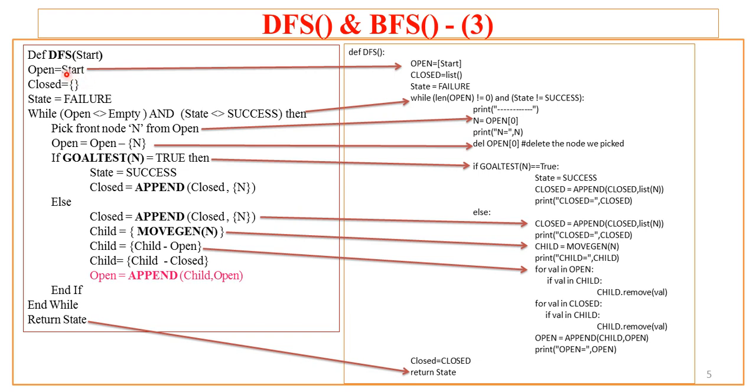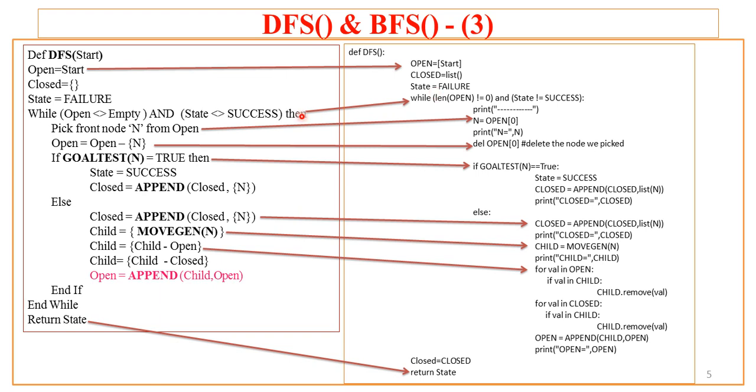DFS implementation. It maintains two lists, that is open and closed. Initially open is initialized with start and closed is empty, and that is achieved using these two list variables open and closed. Let us focus here where I am pointing. Now open is initialized with start, and it is maintained as a list, so here start is specified in square brackets. Now closed is initialized as an empty list by calling the list function of Python, and state is failure.